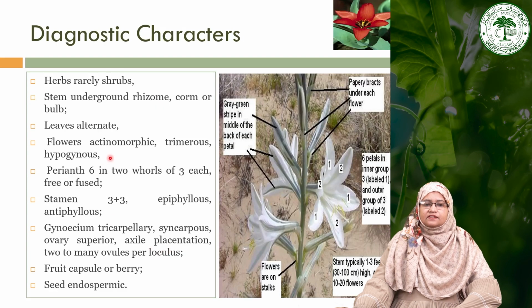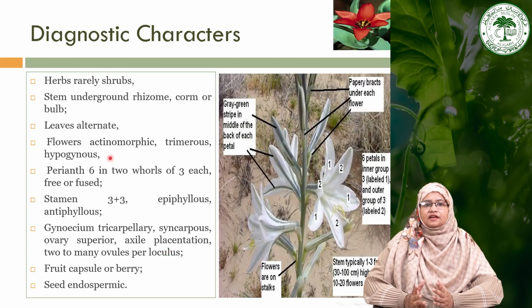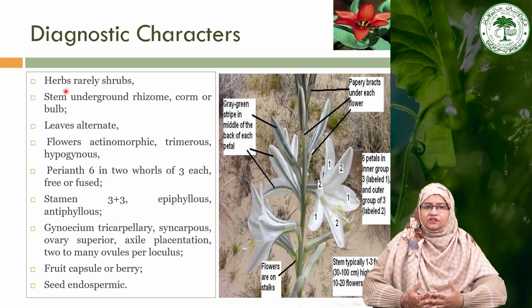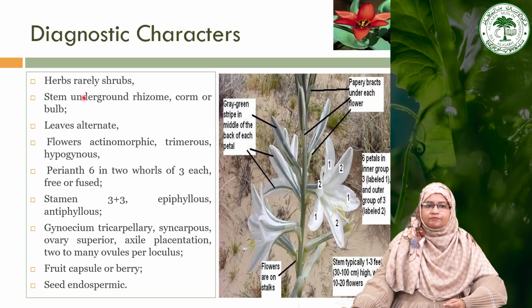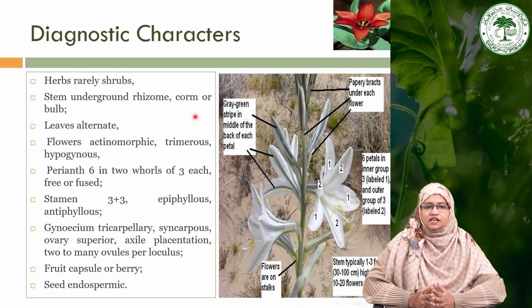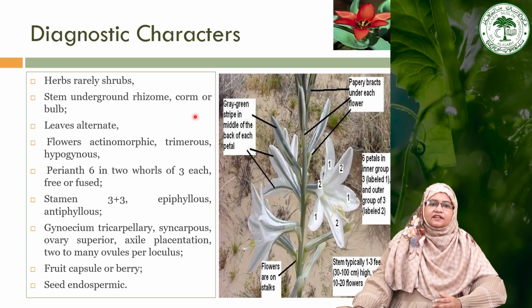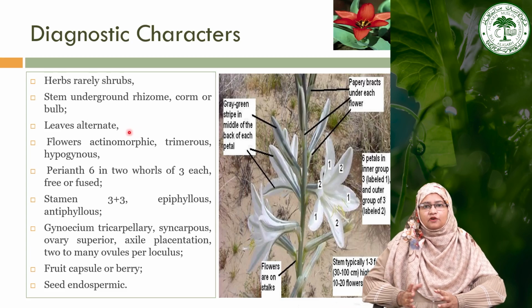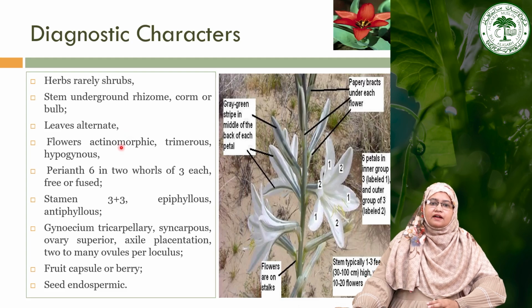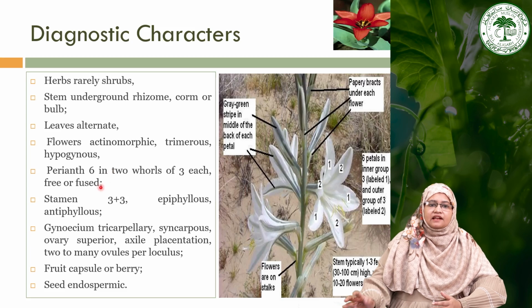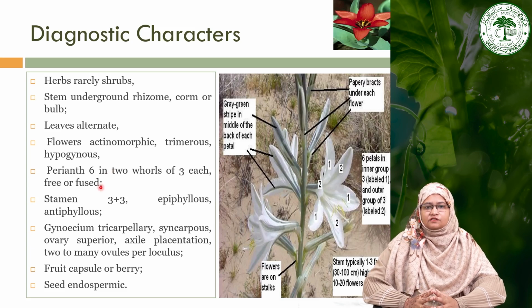Now if we see the diagnostic characters of the family Liliaceae, as we have seen, generally they are herbs and rarely shrubs, climbers or maybe trees, but in general they are herbaceous in nature. Stem is underground, it may be rhizome, corm or bulb, so there is quite a variation in the stem. Leaves generally have alternate arrangement, but they may show opposite or whorled phyllotaxy also. Flowers are actinomorphic, trimerous and hypogynous, that means superior ovary. The perianth is 6 in number, arranged in 2 whorls of 3 each, which may be fused or free.